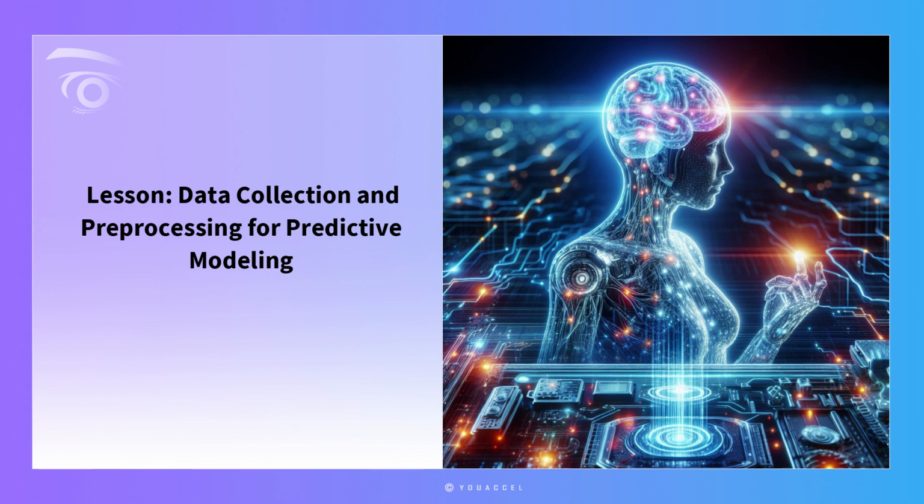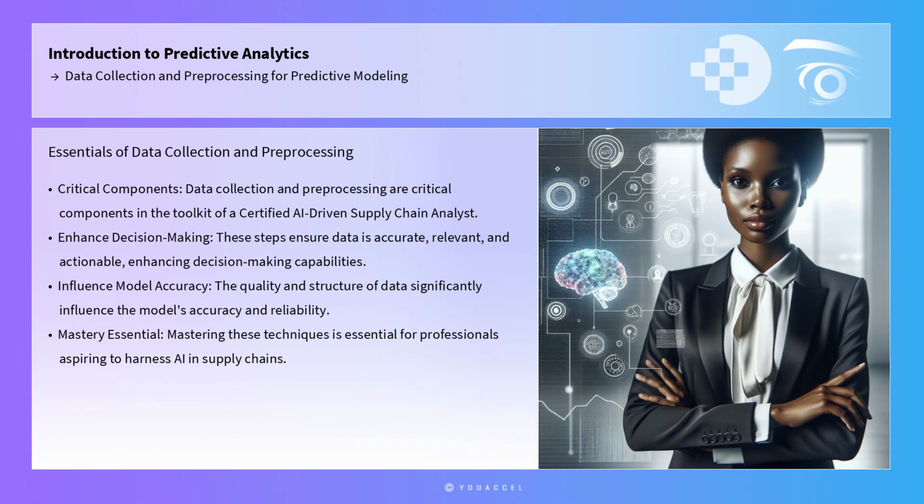Lesson: Data collection and preprocessing for predictive modeling. Data collection and preprocessing for predictive modeling are critical components in the toolkit of a certified AI-driven supply chain analyst. These steps ensure that the data used in predictive analytics is accurate, relevant, and actionable, thereby enhancing decision-making capabilities within supply chain operations. In predictive modeling, the quality and structure of data significantly influence the model's accuracy and reliability.